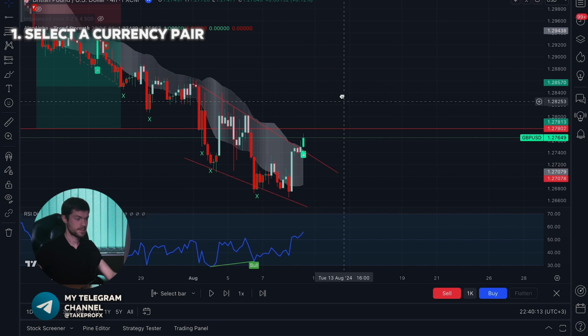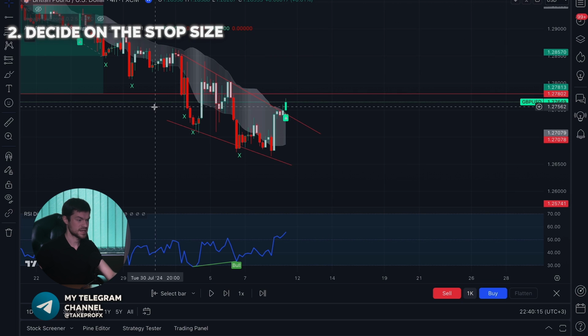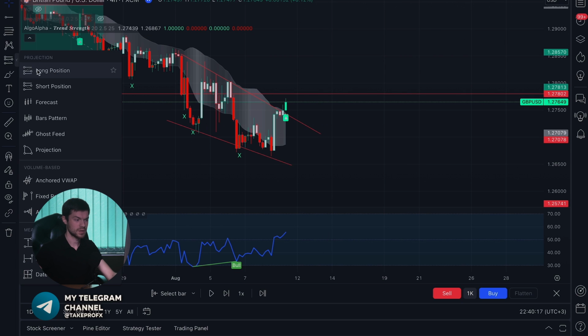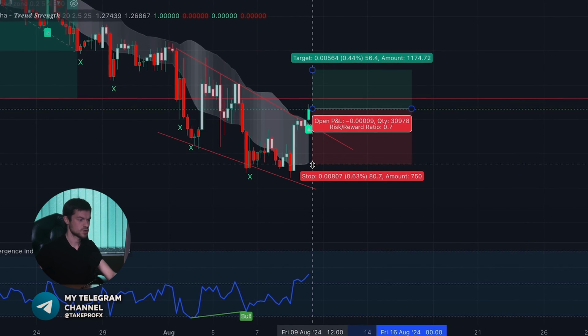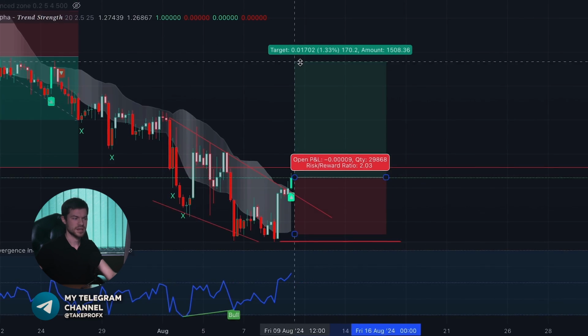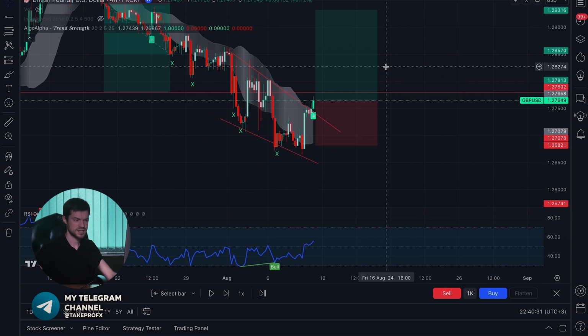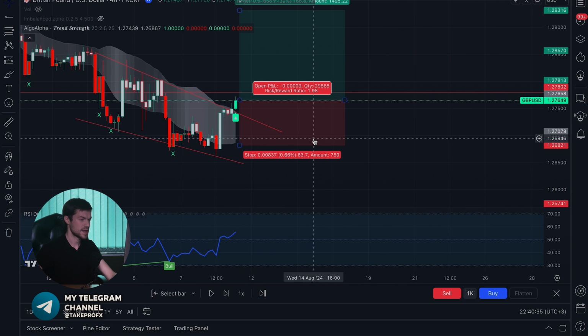We have chosen a currency pair, and now we need to decide on the size of the stop. As I said earlier, we will take a long position. Here we will open a trade. We can put the stop right here. I think if we take a 1 to 2 trade, we can achieve this target. Therefore, we have a stop of 83 points.